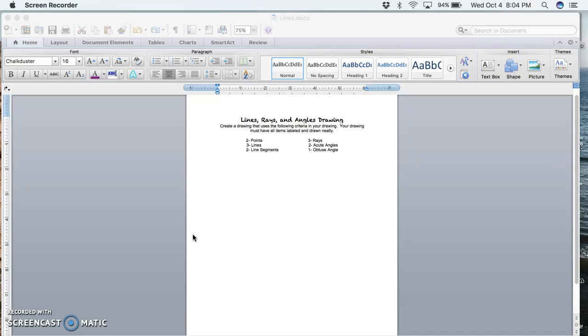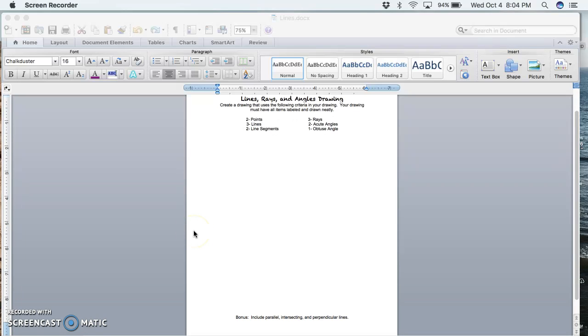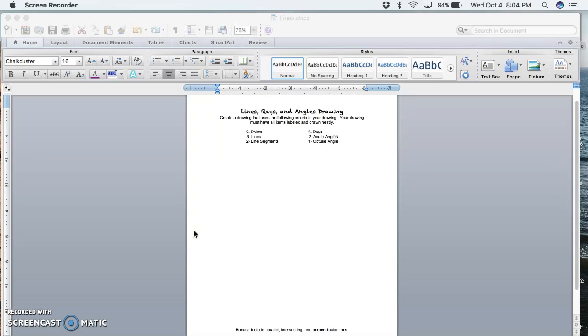They must include 2 points, 3 lines, 2 line segments, 3 rays, 2 acute angles, 1 obtuse angle, and for bonus, they could include parallel, intersecting, and perpendicular lines. It's a pretty basic document, which is the directions stated. The space is there for them to use for working. There's not much color, it's just the black and white contrast.